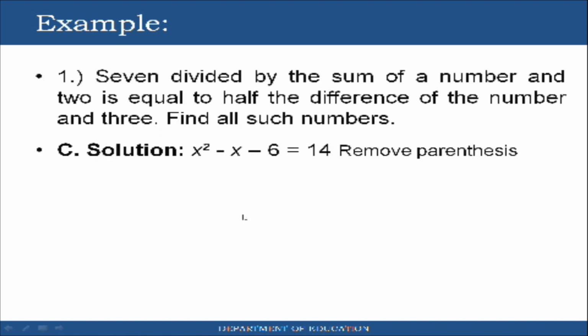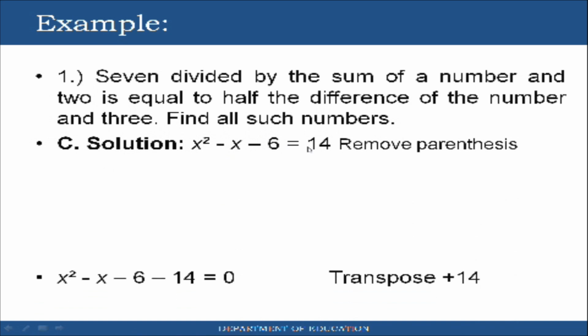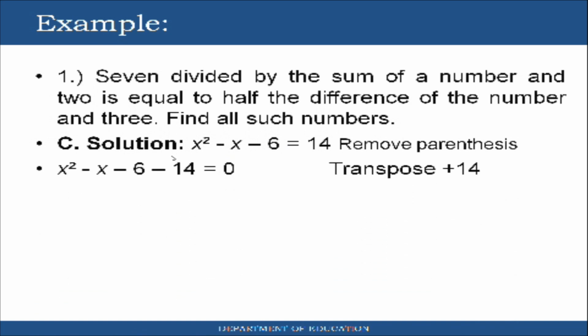And then after that, we will remove the parentheses. Again, we will remove the parentheses: x squared minus x minus 6 equals 14. And then we will transpose 14 to the left side. We have x squared minus x minus 6, and then positive 14 will be negative 14. Since it is positive, we will subtract 14 from the right side, subtract 14 from the left side. So 14 minus 14 on the right side is 0, and negative 14 will still exist on the left side.